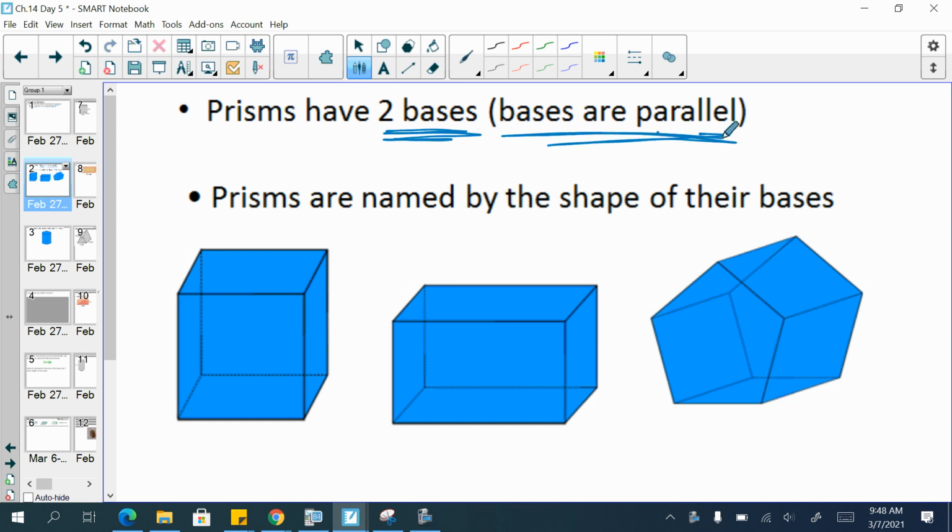Prisms are named by their bases. So, for example, if the base of it were a rectangle, we would call it a rectangular prism. This one is laying on its side, so the base is a pentagon, and so you would call that one a pentagonal prism, okay? If it's a square base, it depends on whether all the faces are the same square, then it would be called a cube usually. But just keep in mind that the bases are the same shape and size, and they're parallel to each other.